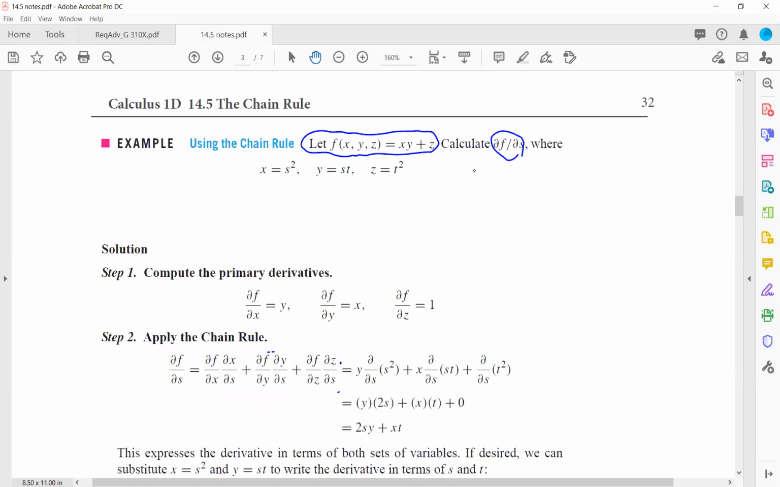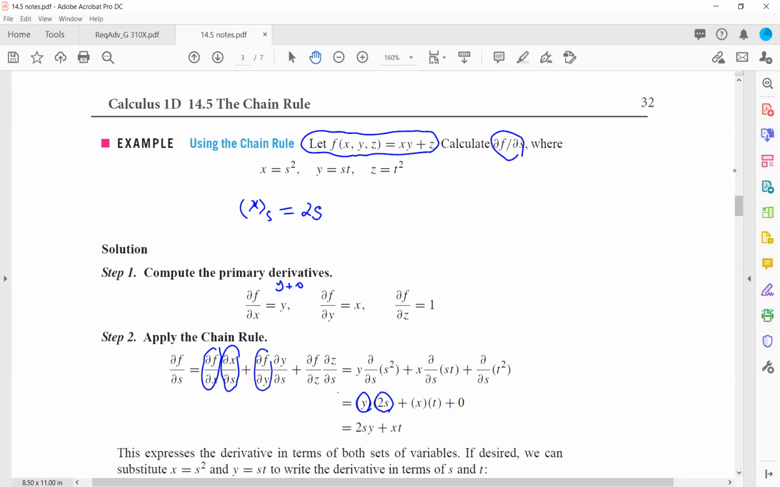Partial derivative of f with respect to x. Very well. Take a look at your function f. With respect to x, it means that you have y and z as constants. So it is y plus 0 or just y. Then partial derivative of x with respect to s. Partial derivative of x with respect to s is 2s. Okay, y times 2s.